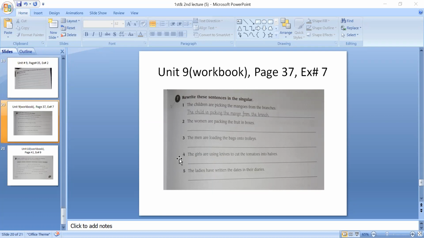Yes, Zainab, tell me beta. Girls, knives, tomatoes. Halves is plural. So these 4 are plural nouns, and there is one verb that is plural, and that verb is are. Now you have to convert it into singular noun, and are will be converted into singular verb. So Zainab, change the sentence. Make singular of all these nouns, and then let me know.